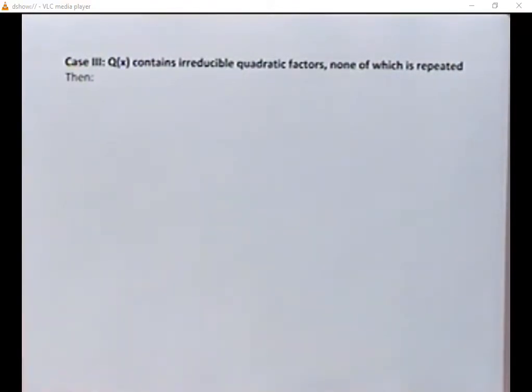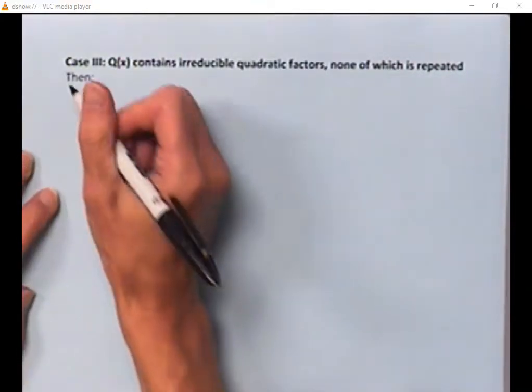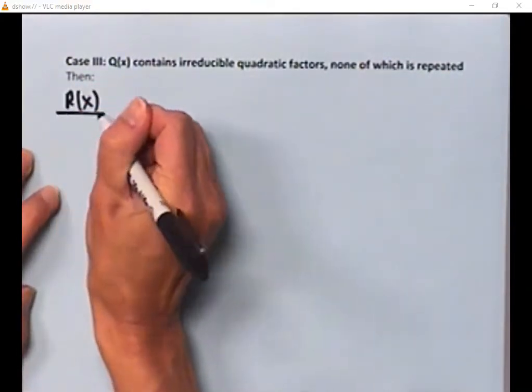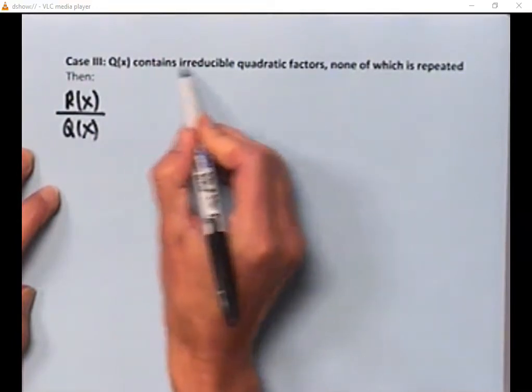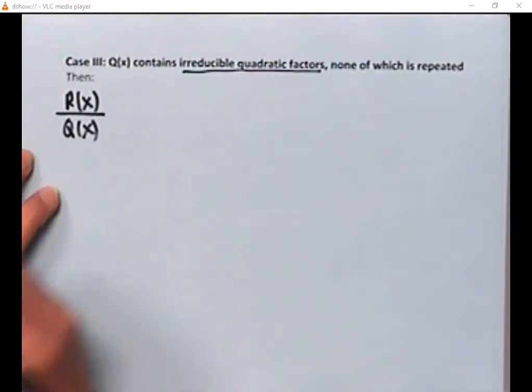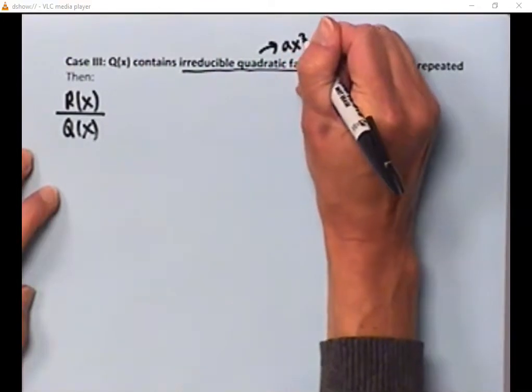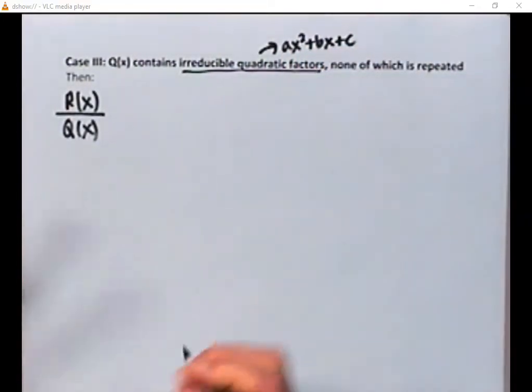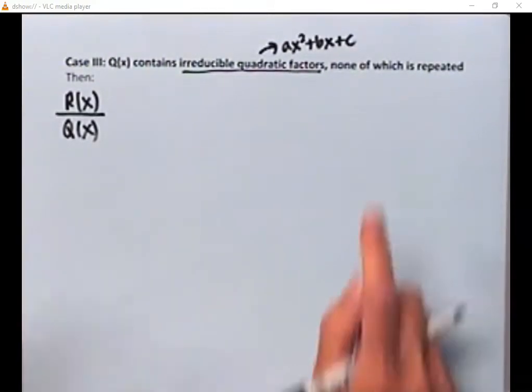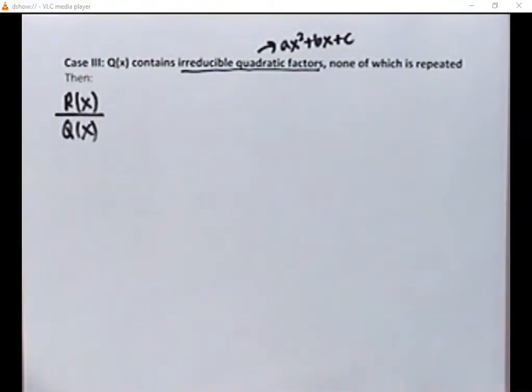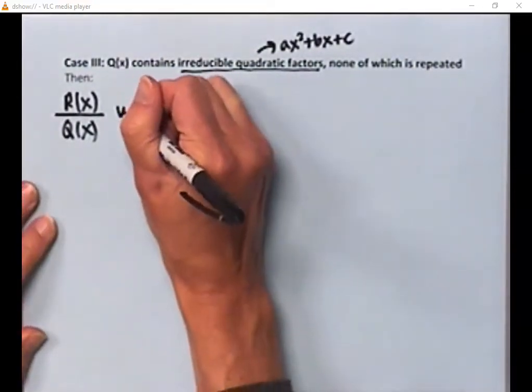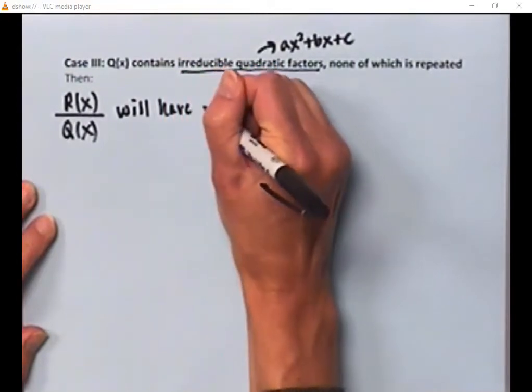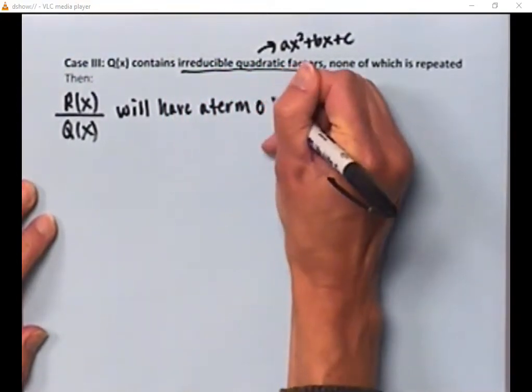So if that's the case, then how are we going to write it? Anytime we have this fraction, r of x over q of x, and q of x contains an irreducible quadratic factor, I'll make a note of what it looks like here. A lot of times that looks like some ax squared plus bx plus c. So it has an x squared term in it, and possibly an x and a constant term. Might have one or the other or both. So that's what it looks like, and it can't be factored any farther is what that means. So if that's the case, then this will have a term of this form for the quadratic factor.